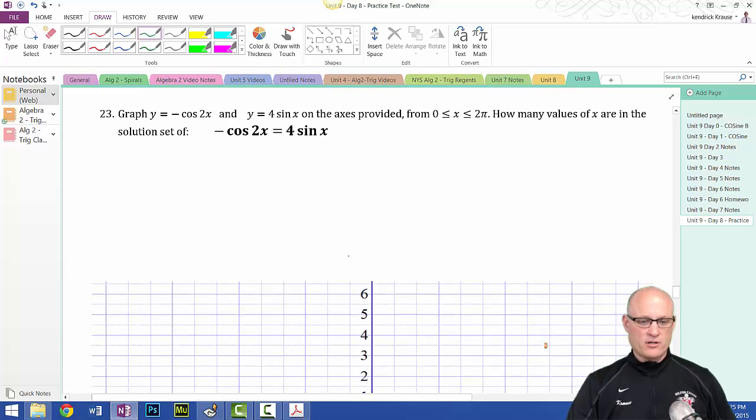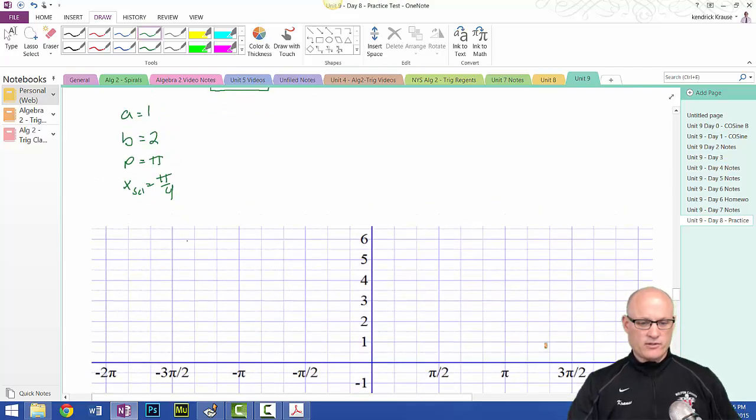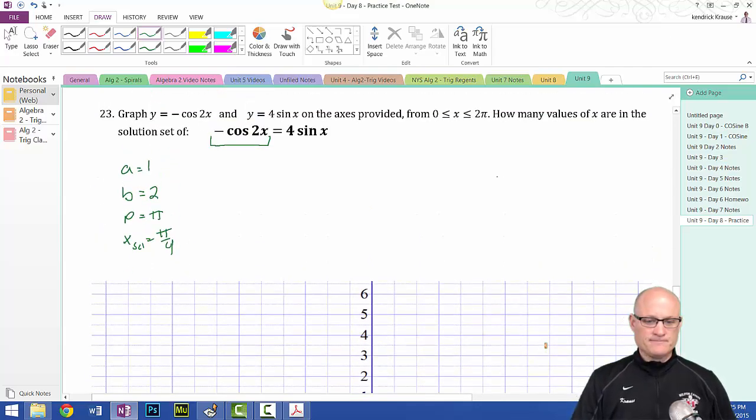Oh, and then we got this hard one. Oh, man. These look tough. We'll do this one. So A is 1. B is 2. My period is pi. My scale is pi over 4. Did they give us the scale on this one? Oh, they gave us the scale on this one. So we're going to have to do something a little bit differently.